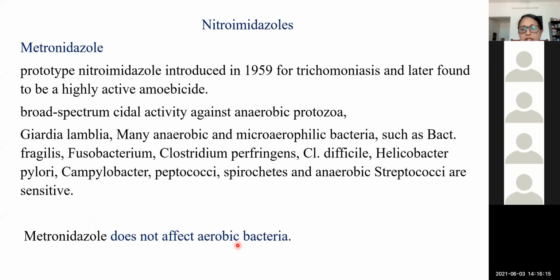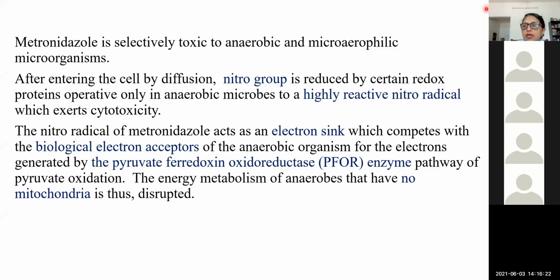For that, we have to understand the mechanism of action. First, I will describe the mechanism, then I will explain everything. So what is the mechanism of action? We first read it out. Metronidazole is selectively toxic to anaerobic and microaerophilic microorganisms, not to aerobic, only anaerobic and microaerophilic. After entering the cell by diffusion, the nitro group is reduced by certain redox proteins operating only in the anaerobic microbes to a highly reactive nitro radical, which exerts the cytotoxicity. So these redox proteins are present only in the anaerobic microbes. That means the nitro group can be reduced only in anaerobic microbes because of the redox proteins.